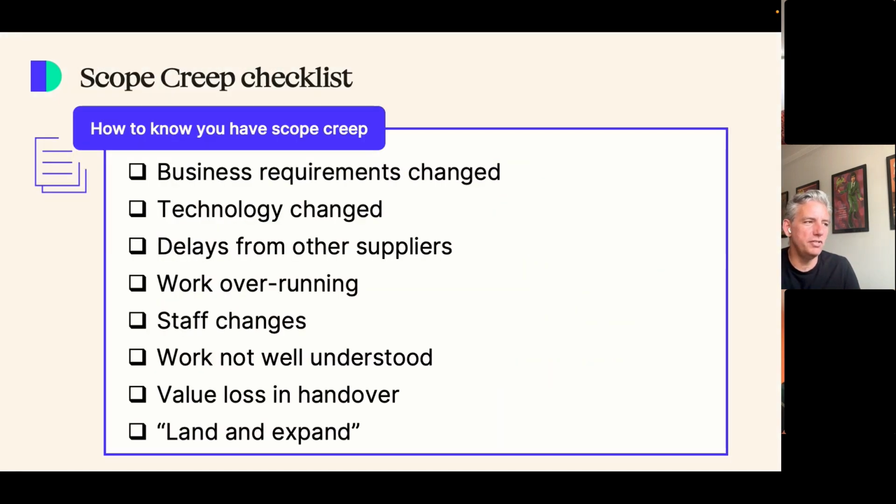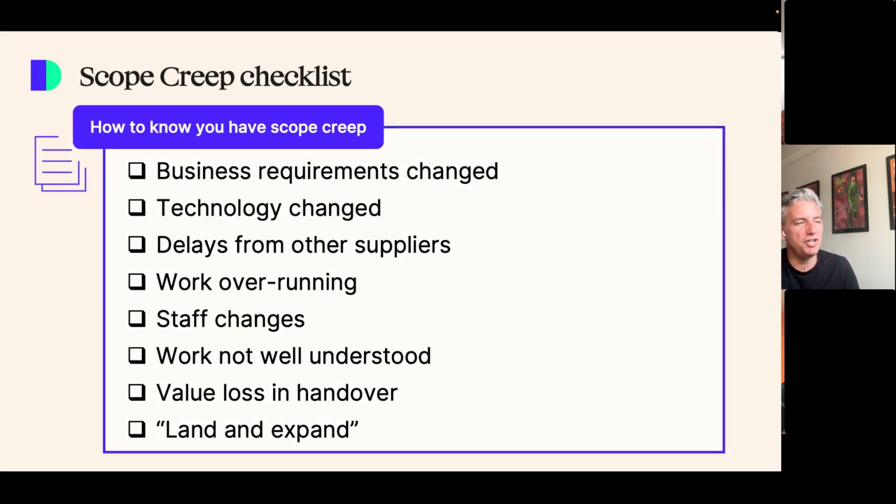And these are some of the ways that you know that you have some element of scope creep. Business requirements change midway through. Technology that is being used changes during the project. There are delays or interdependencies that aren't actually met, which means that there is a change in the scope. It's work overrunning past the time, and you need to, particularly in time and materials, extend that work.